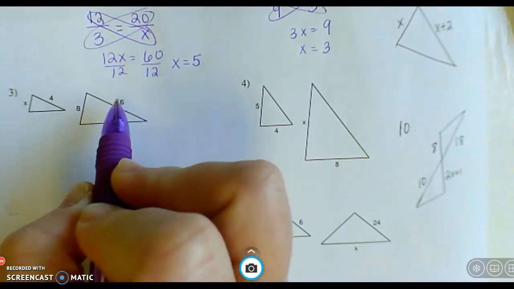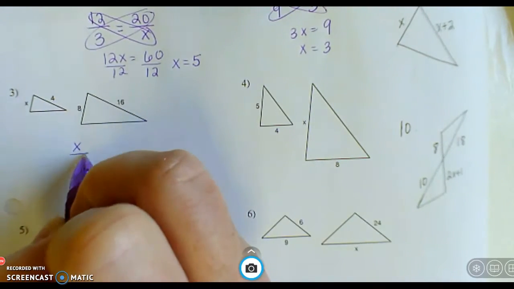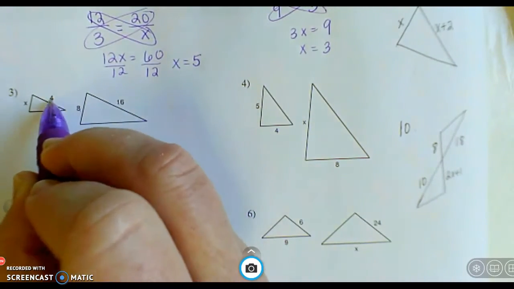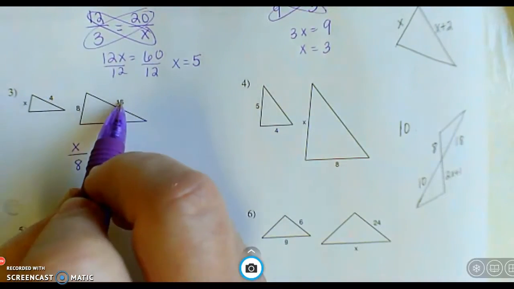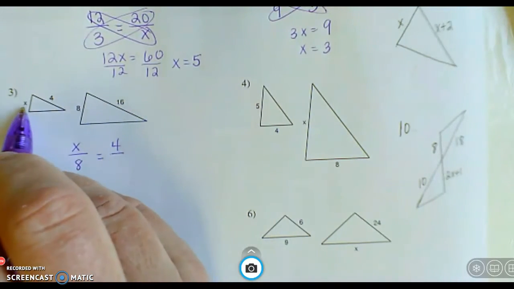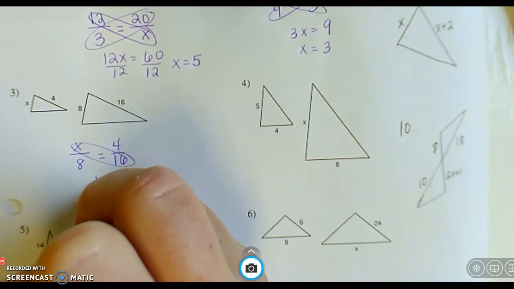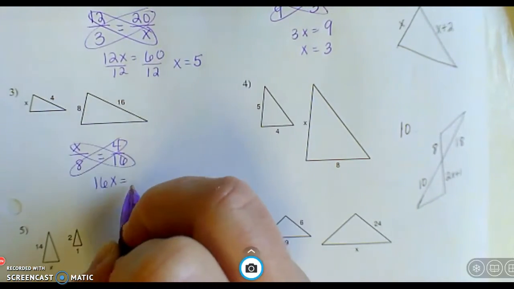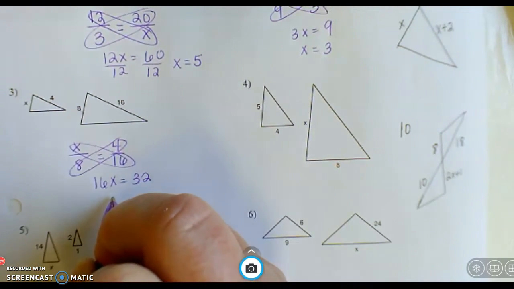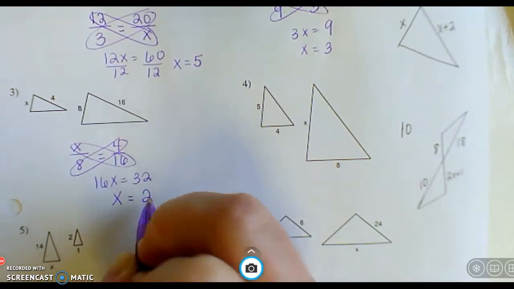X goes with 8, 4 goes with 16, so start with x, divide it by 8, then 4 over 16. Remember, don't put 16 first because x is what we started with, so we need to start with 4 on the next one. So you get 16x equals 32. Divide both sides by 16, so x is 2.